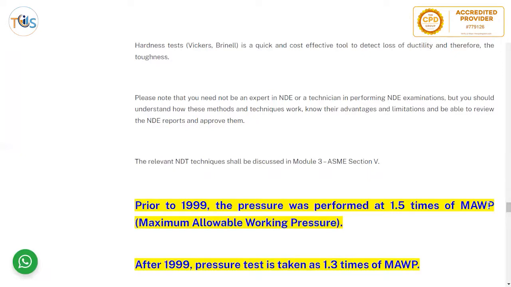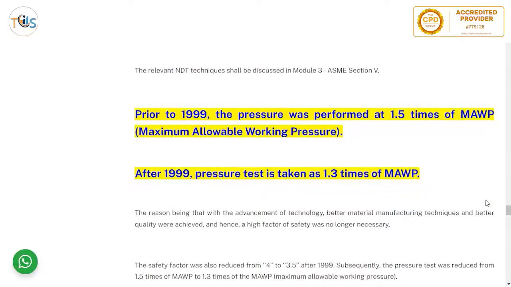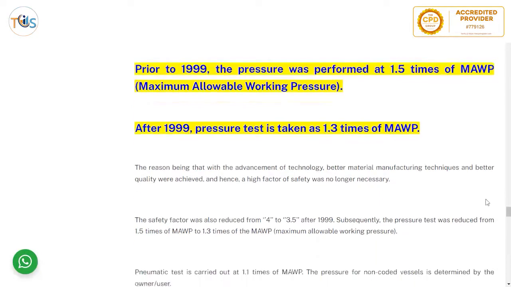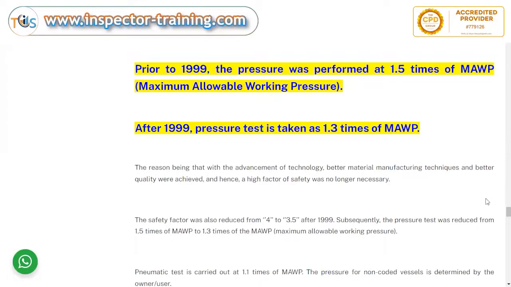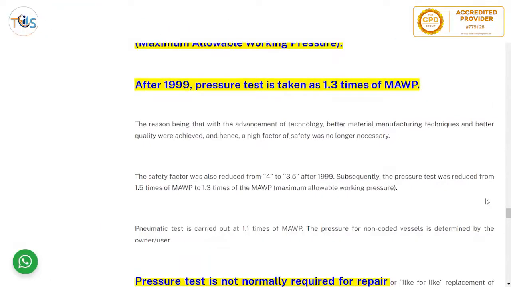The relevant NDT techniques shall be discussed in module 3 as in section 5. Prior to 1999, the pressure test was performed at 1.5 times of maximum allowable working pressure. After 1999, pressure test is taken as 1.3 times of MAWP. This is because of increased quality in manufacturing of pressure vessels on plates.